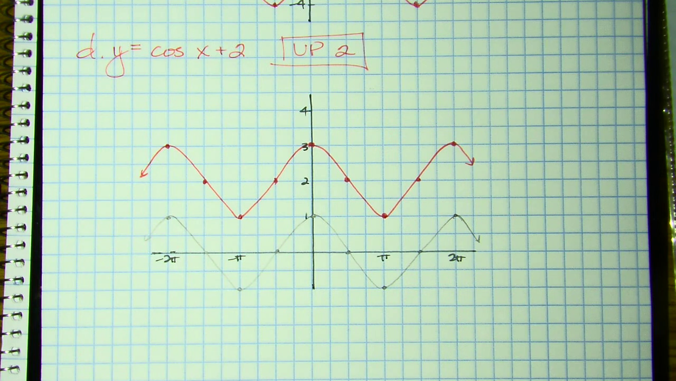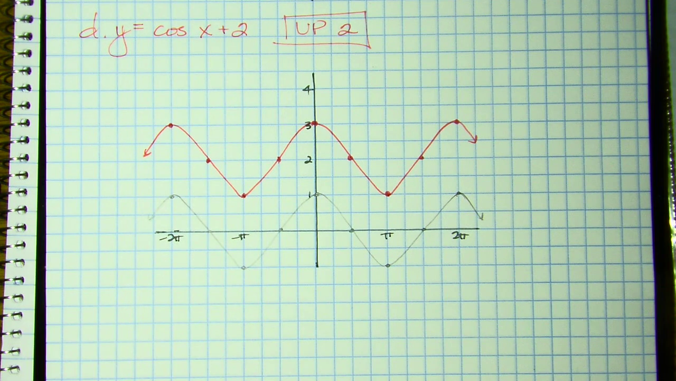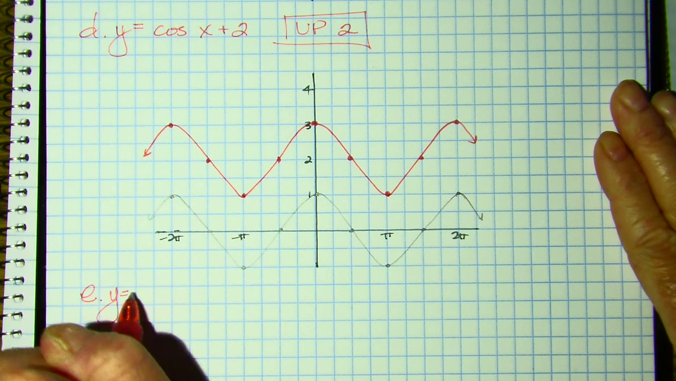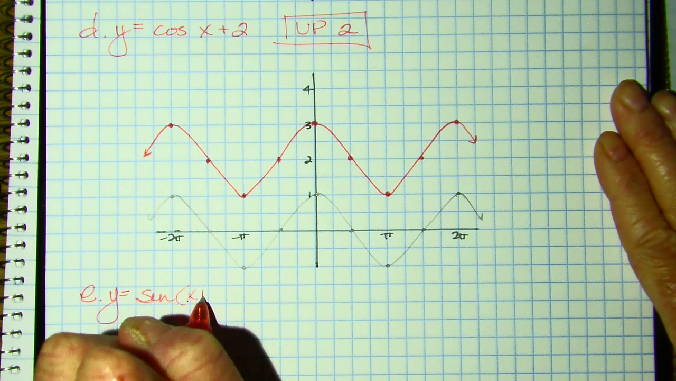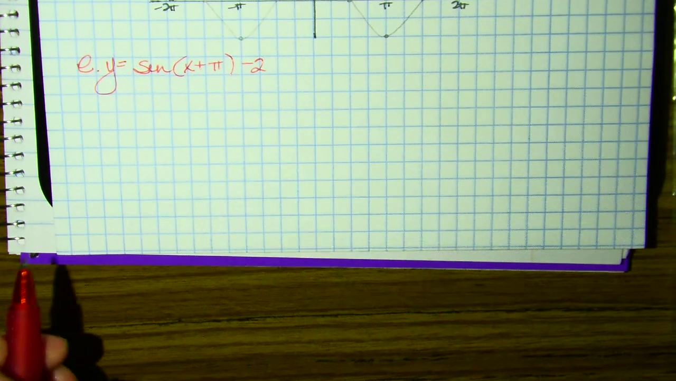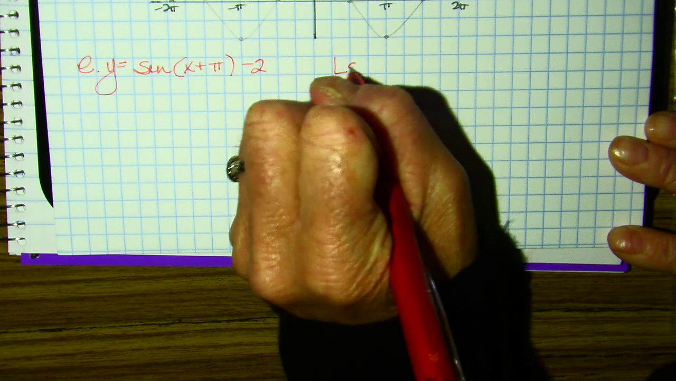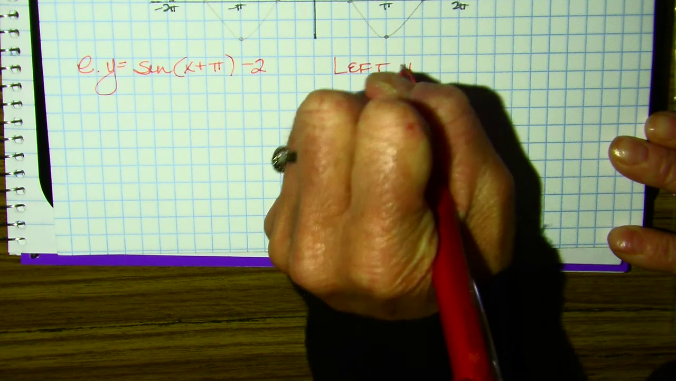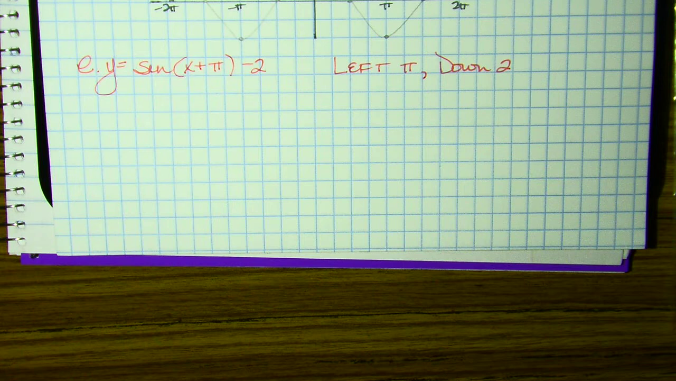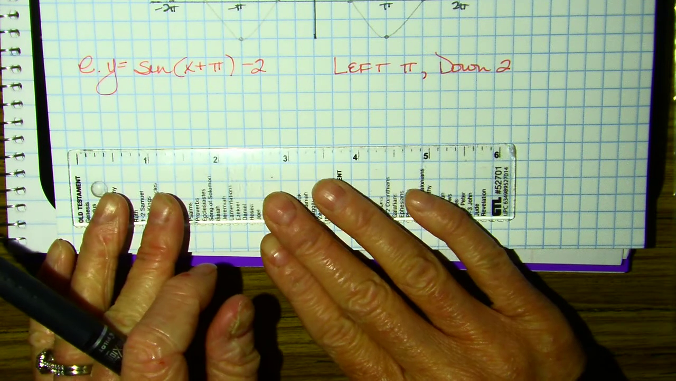So then this is the last one we will do. And let's see if I can fit it. So E is y equals sine of x plus pi minus 2. So this has both. So I know that this has been shifted left pi radians and down 2. And this is sine. So I'm going to draw the original.